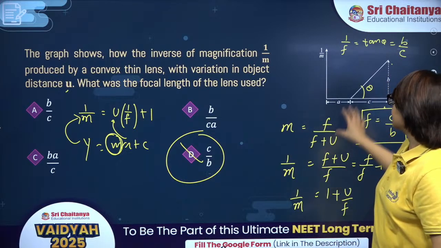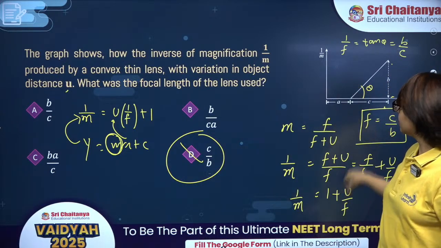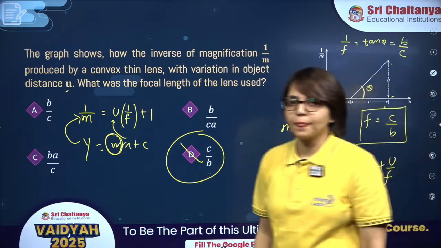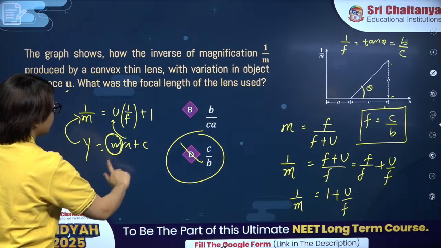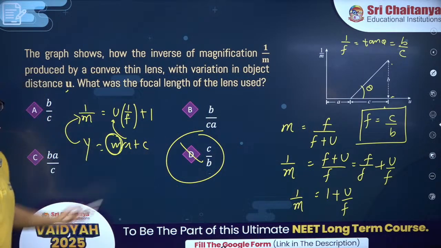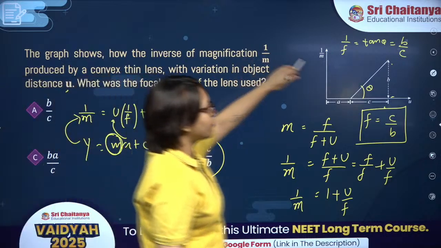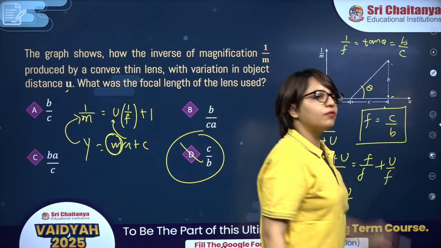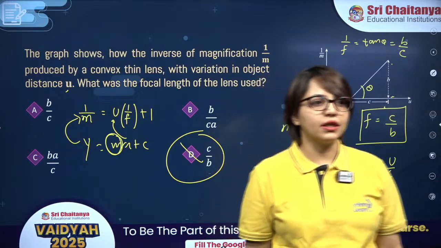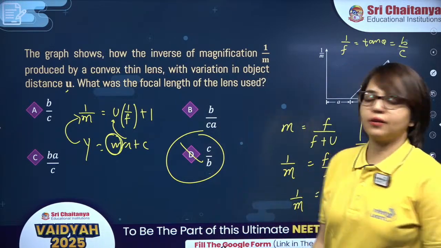This is the classic example of a mixture of basic mathematics and optics. So whenever we have a straight line, compare it with Y is equal to Mx plus C. Try to identify the slope. Equate the slope with tan theta. Using the graph, try to find the tan theta and you will find the focal length.